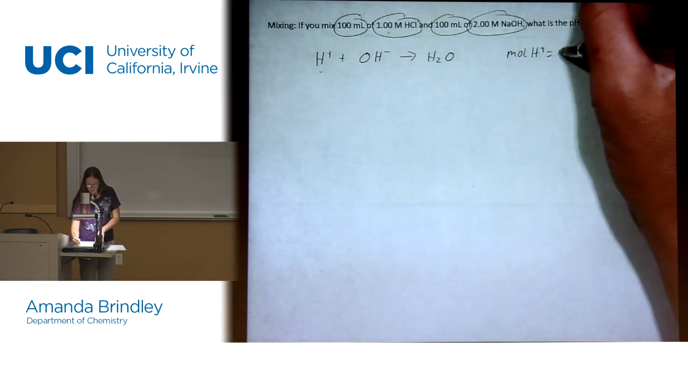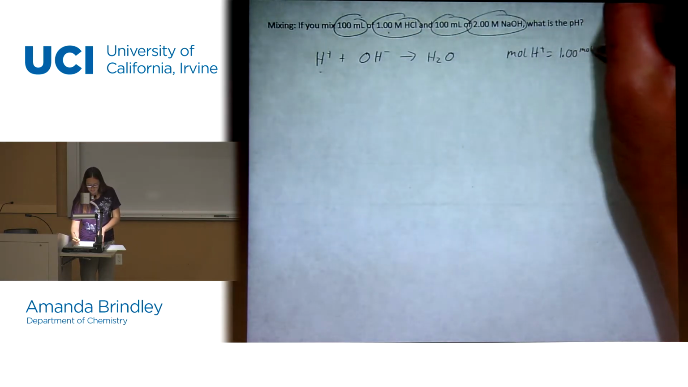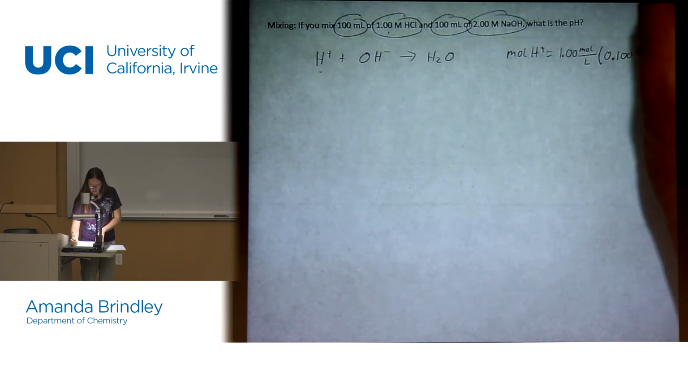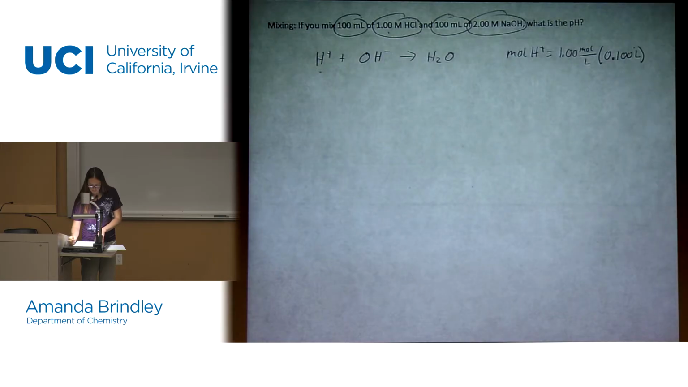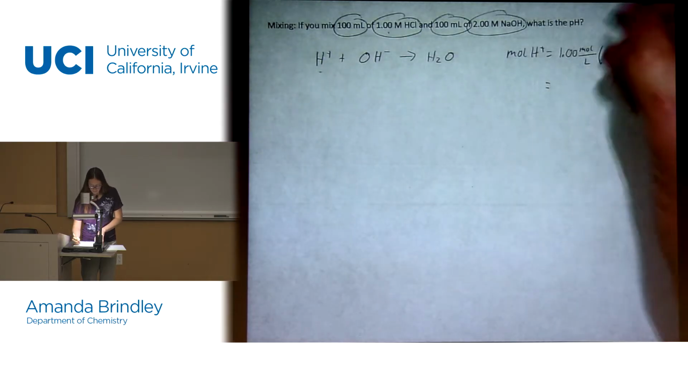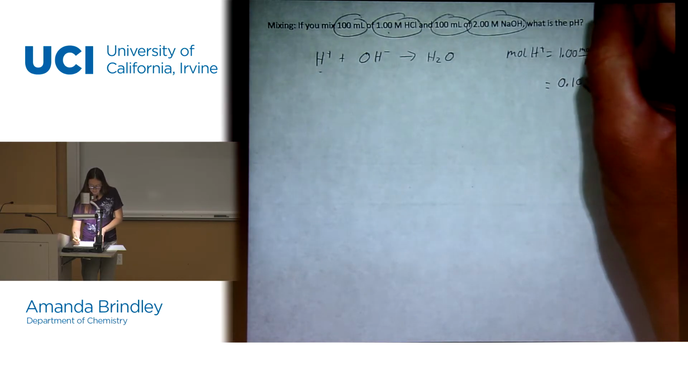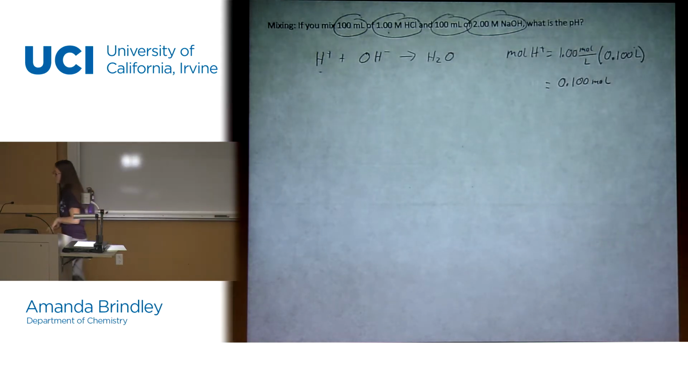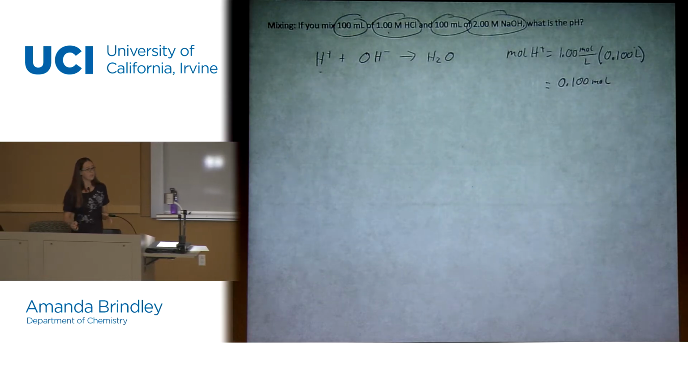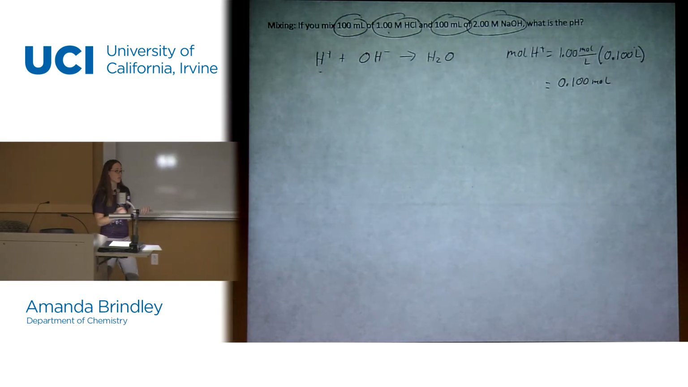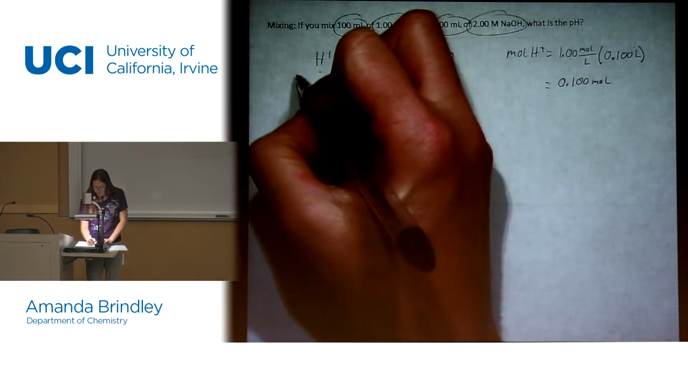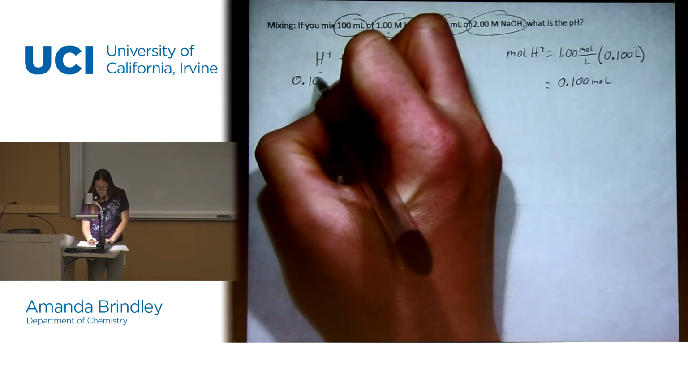We have 1 molar. We have 0.1 liters. So we get 0.1 moles. Not a step that at this stage in the game that you would have to show me, okay? I'm just showing you so that you know where I got it from, and if you go look at it later on, you know where it came from. We'll fill that into here, just so we know, oh yeah, this is how much H plus we have.